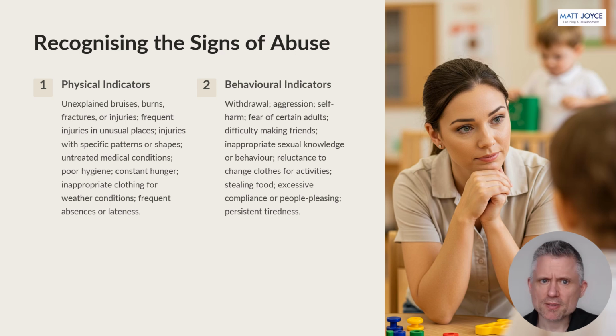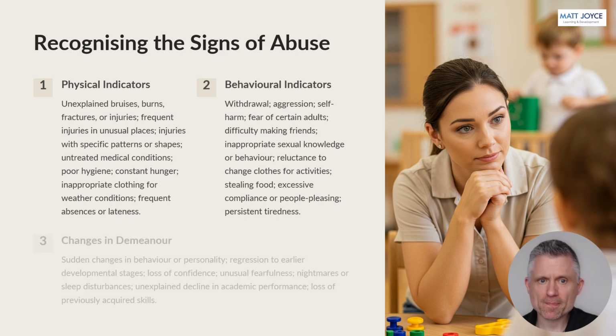Behavioural indicators: withdrawal, aggression, self-harm, fear of certain adults. Difficulty making friends, or also maybe situations where the child has inappropriate sexual knowledge or behaviour, reluctance to change clothes for activities, stealing food, excessive compliance or people pleasing, or persistent tiredness. And these could be indicators that the child is not being cared for appropriately.